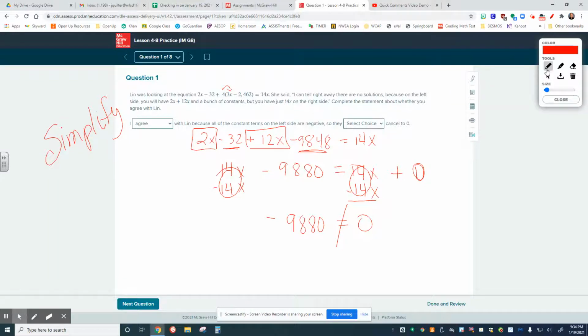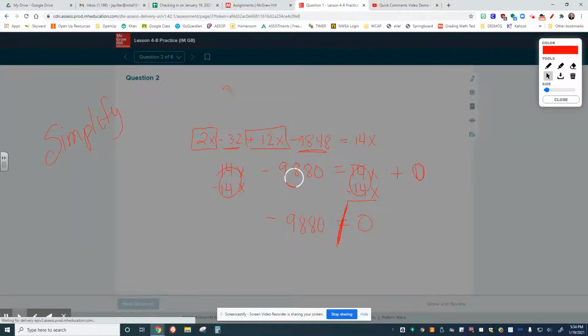But this bunch of constants business, she could have said that a little bit better. The constant terms on the left side are negative, that's true. But the question is, what do we mean by canceling them to 0? The fact is, they are not equal to each other. Never will be, never ever will be. So we're not going to see 0 equals 0. We're always going to see that this statement is false. So agree with Lynn, but know that this is no solution.